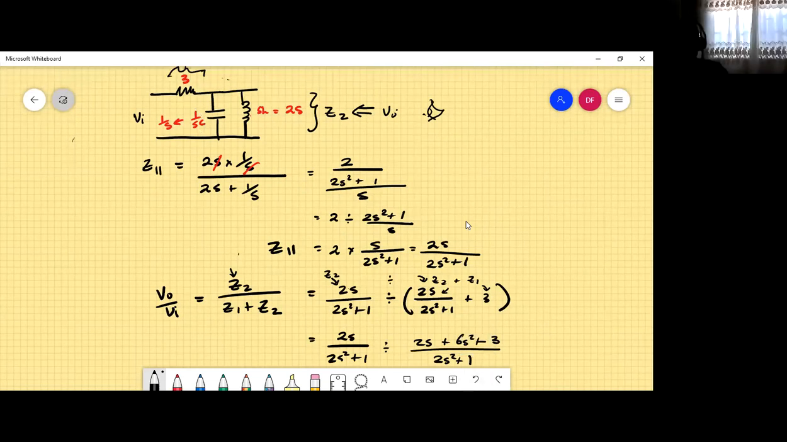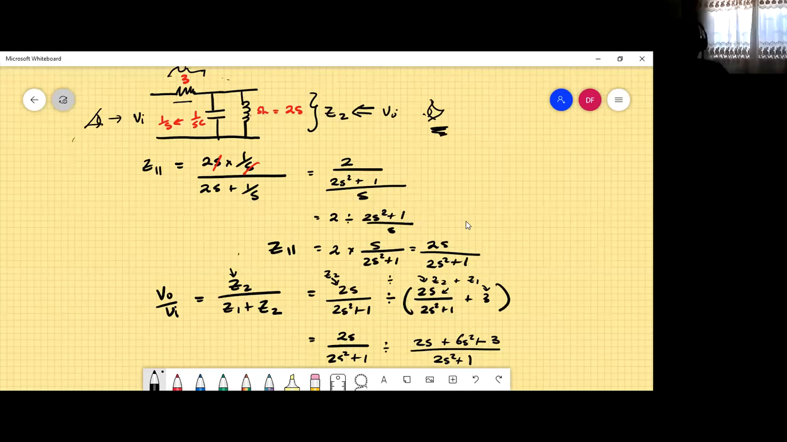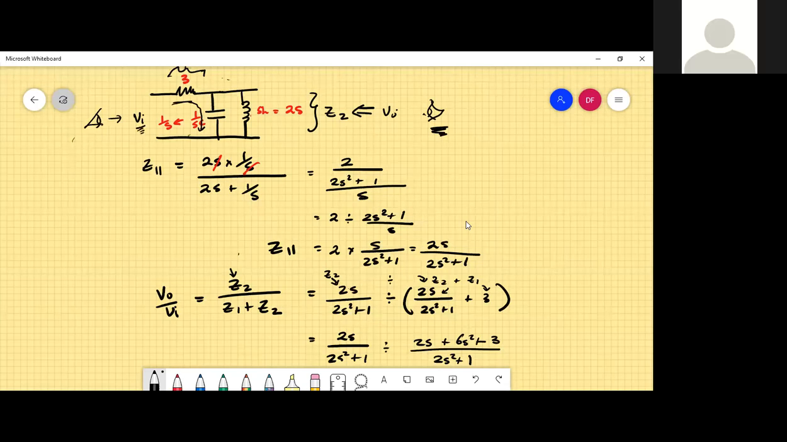The input covers everything. If I am over here and looking at the circuit, I am seeing everything. I'm seeing this, the 3 ohm, and I'm seeing the parallel section. The output that I'm seeing is the parallel section. But if I'm looking at the input, I'm seeing everything going around. So the input is everything that I'm seeing from where I call Vi. So that would be the 3 ohm plus the parallel section.